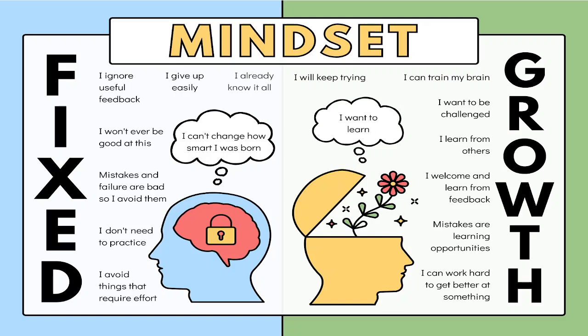Then you with a fixed mindset, you'll be thinking, oh, I won't ever be good at this. That's a fixed mindset. A fixed mindset will say, I can't change how smart I was born. A fixed mindset believes that, oh, I was born not smart. No. A fixed mindset will see mistakes and failure as something terrible or bad, and we want to avoid mistakes and failure. That's a fixed mindset. A fixed mindset will be like, oh, I don't need to practice these things since I can't help it. A fixed mindset will also try to avoid anything that requires effort.